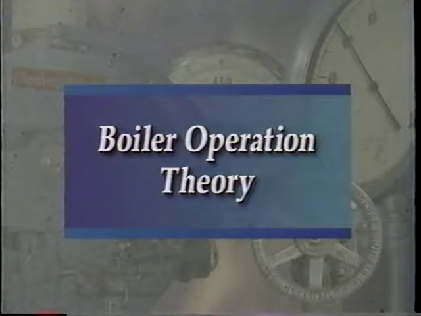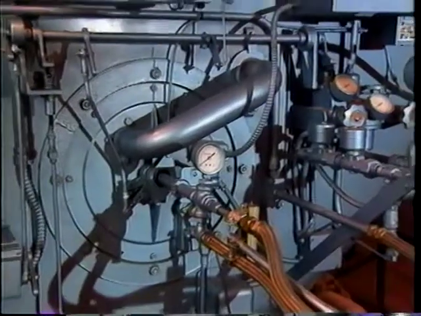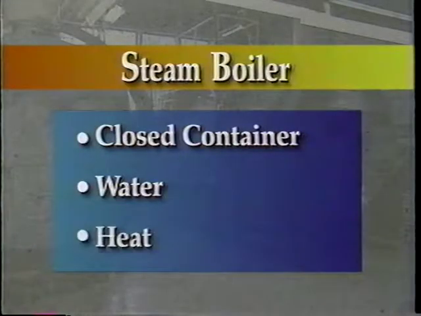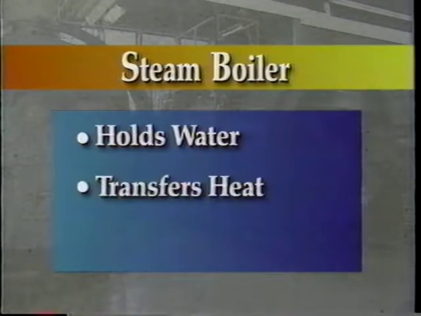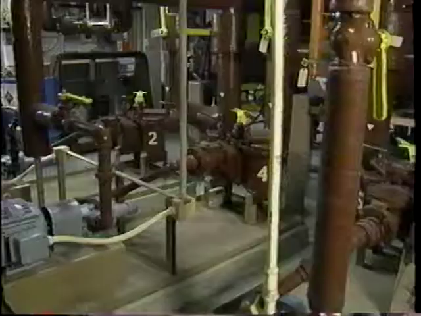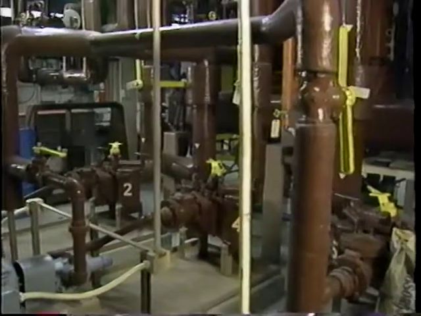Boiler operation theory. A steam boiler consists of a closed container, water, and heat. The closed container holds the water, transfers the heat to the water to make steam, and collects the steam that is produced. Heat is most commonly generated by the combustion of a fuel.